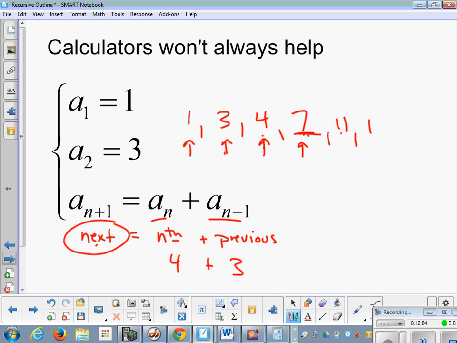7 plus 11 is 18. 11 plus 18 is 29. And I can continue like that. This one I cannot put in my calculator. We have to do it by hand.